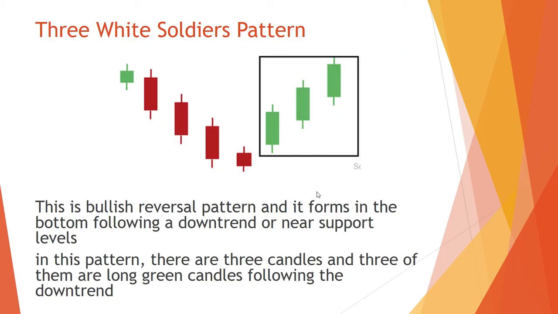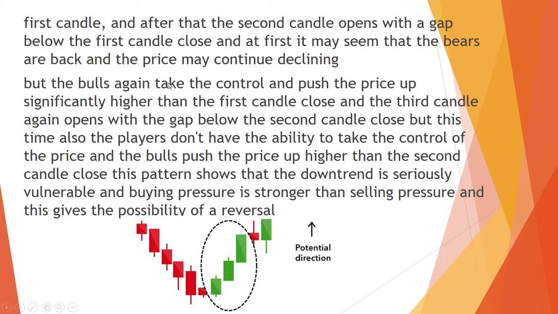Another candlestick pattern we see is called three white soldiers. This is a bullish reversal pattern, and it forms in the bottom following a downtrend or near support levels. In this pattern, there are three candles, and all three are long green candles following a downtrend. The second candle opens with a gap below the first candle, and the price may continue declining, but the bulls again take control and push the price up.